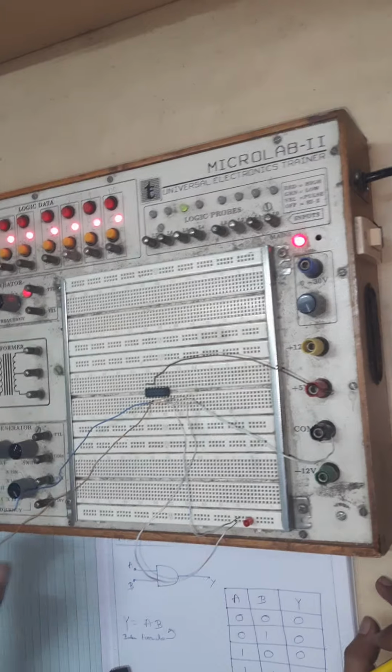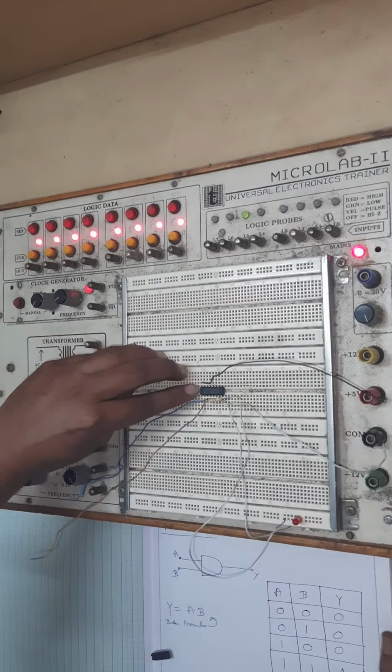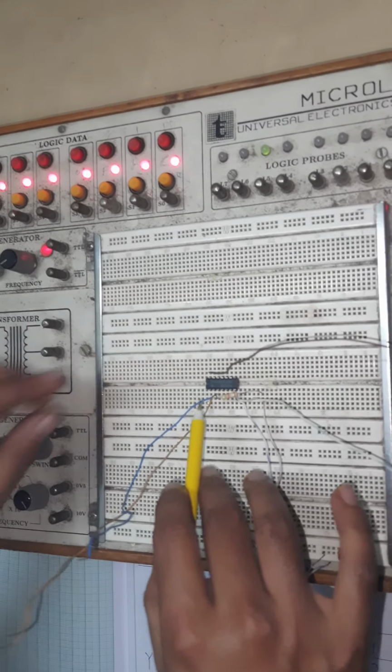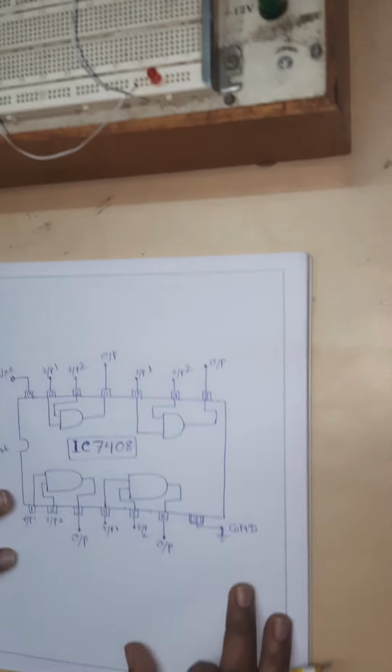So here we are demonstrating the AND gate operation. We are connecting this IC on a breadboard. So here is the breadboard. You can see we are placing the IC here, and there are 14 pins. And let's see the IC diagram here.